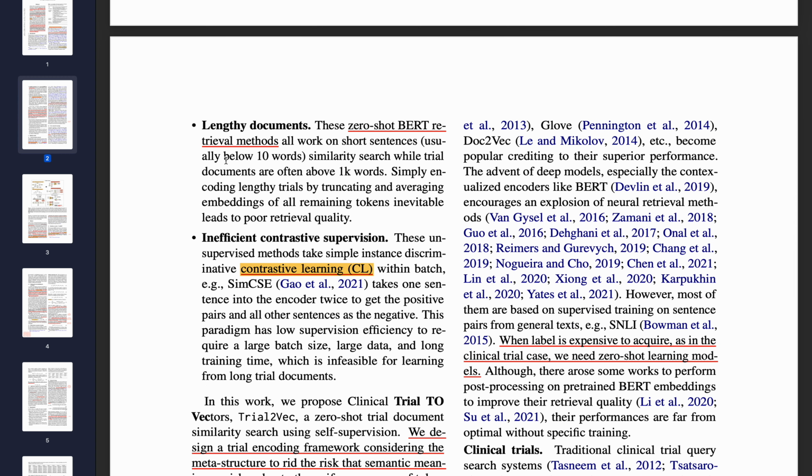Since these documents are very lengthy, sentence embeddings might not be a good idea, which is why they are trying to convert the entire trial into embeddings. And then they have used this technique called contrastive learning, which is aligned with the self-supervised approach.